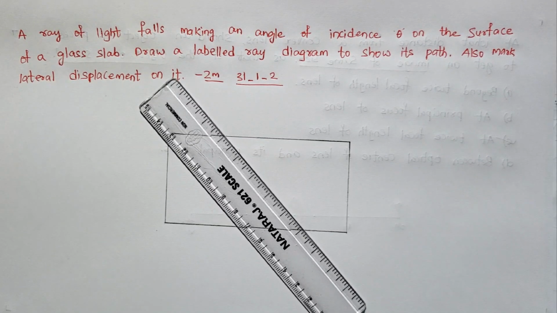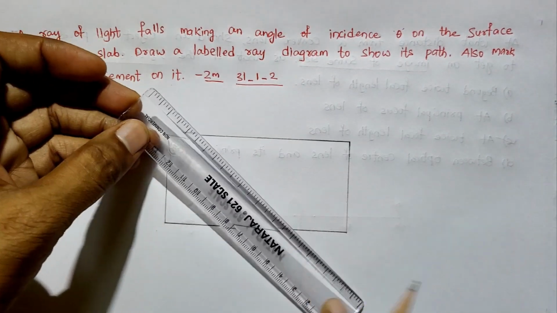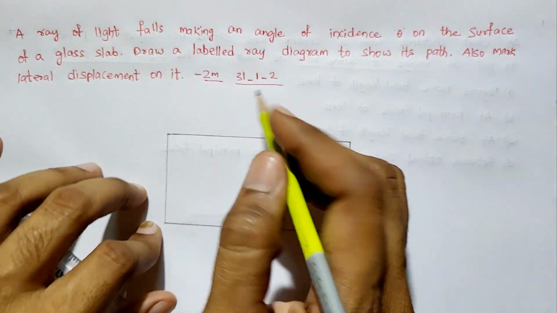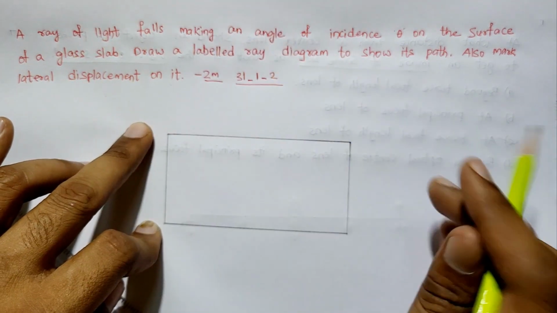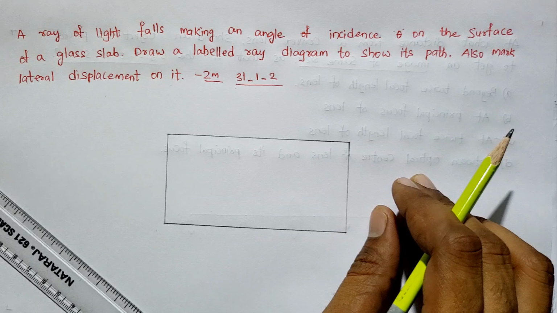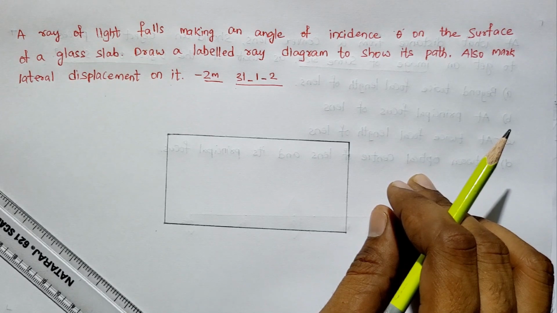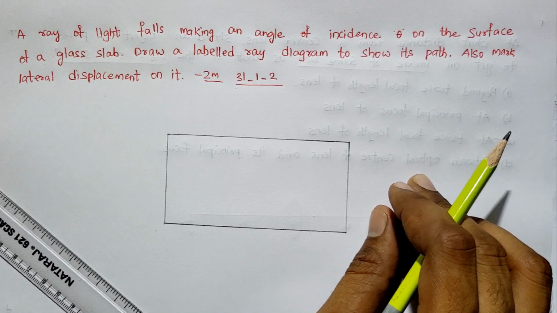So today I have brought you a question which was asked in the previous year board examination for 2 marks, question paper set number 31/1/2. The question is, a ray of light falls making an angle of incidence theta on the surface of a glass slab. Draw a labelled ray diagram to show its path. Also mark the lateral displacement on it.